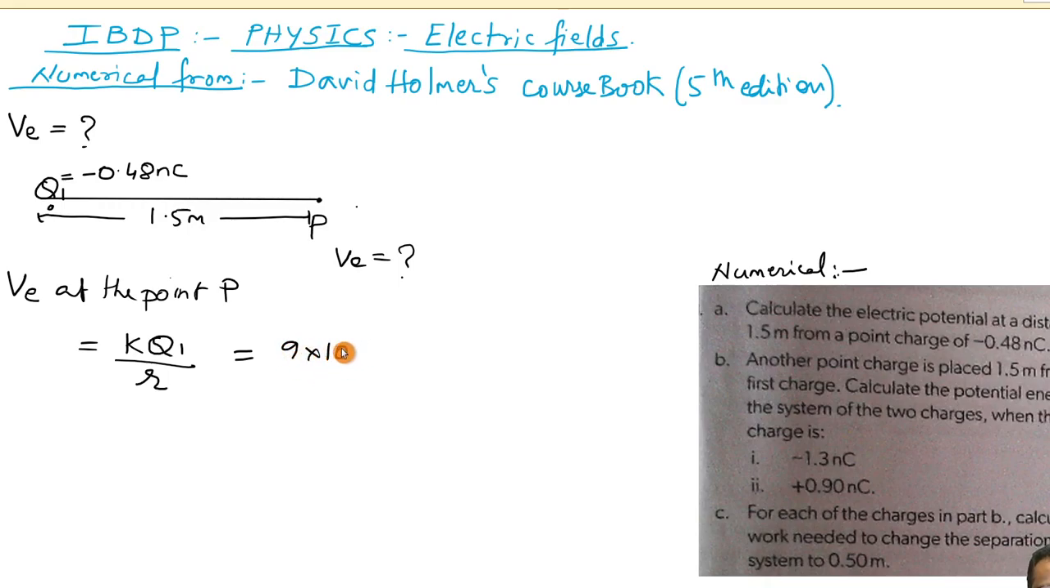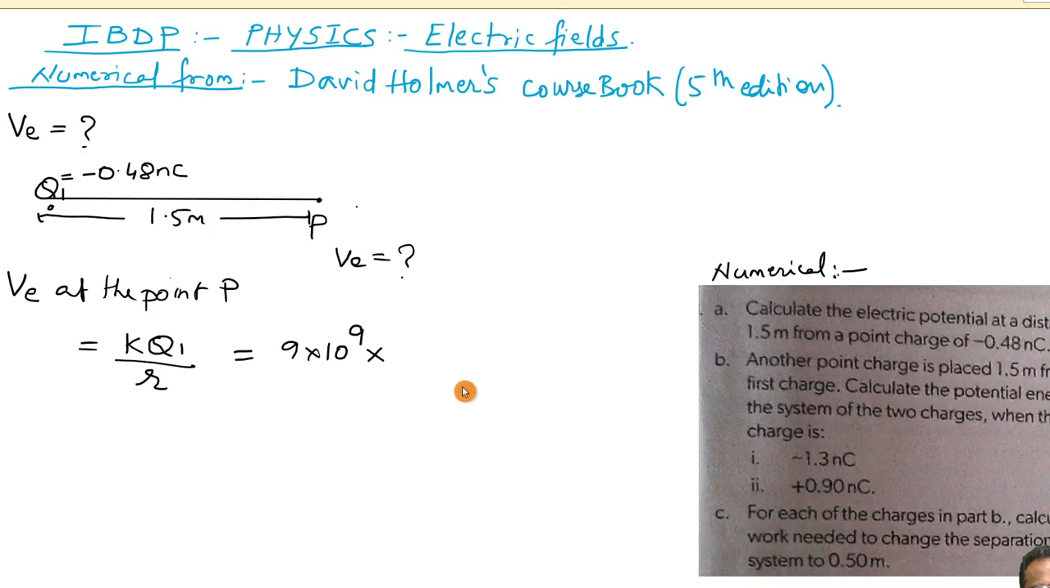Now this is a constant value, it is known as Coulomb's constant, and this is for the vacuum or the air. Here they haven't mentioned anything about the medium, so if they have not mentioned anything about the medium, you can consider it as a vacuum or air, and you can take K value as 9 into 10 raised to 9. This is the K value times Q1.